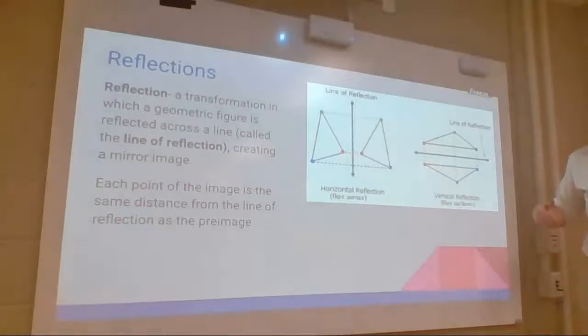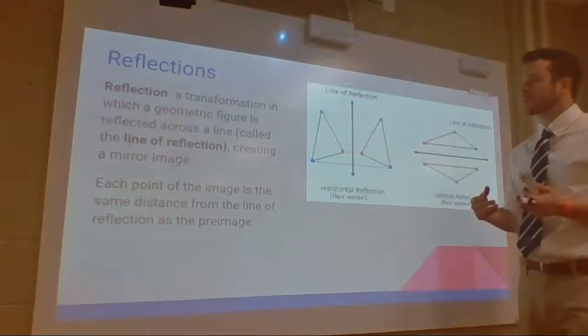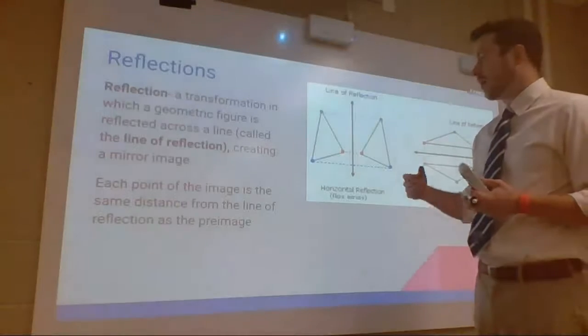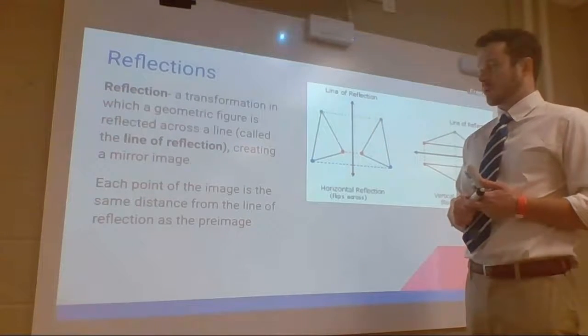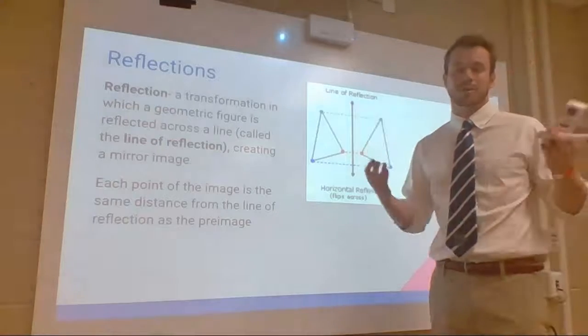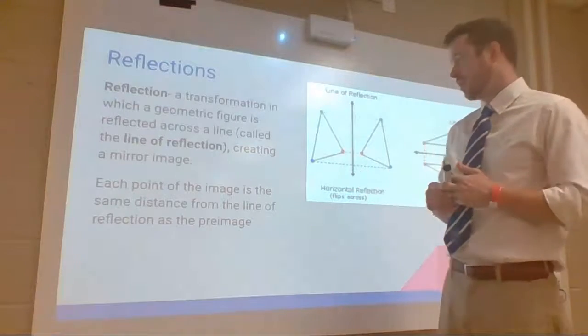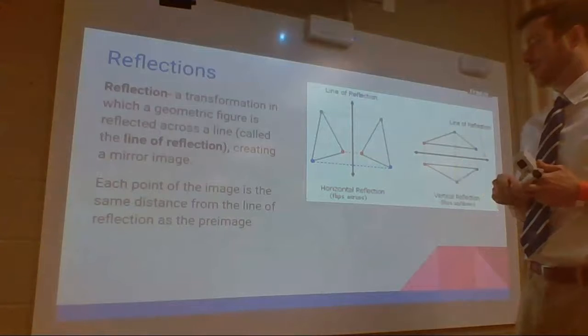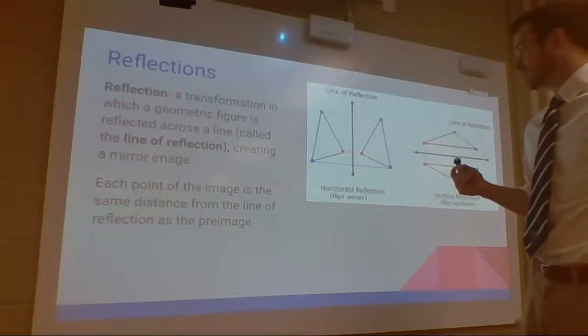So check this out. A reflection is a transformation in which a geometric figure is reflected across a line, which we call the line of reflection. And it creates a mirror image, just like if you looked in the mirror and you see your own reflection. So each point of the image is the same distance from the line of reflection as the pre-image.